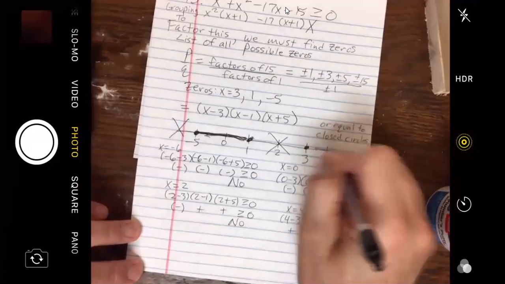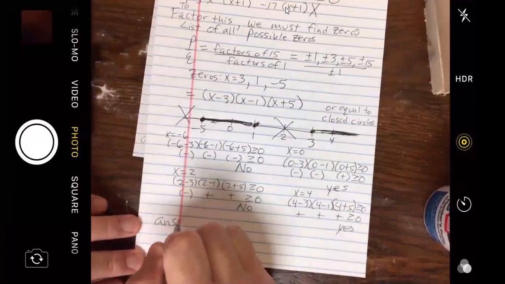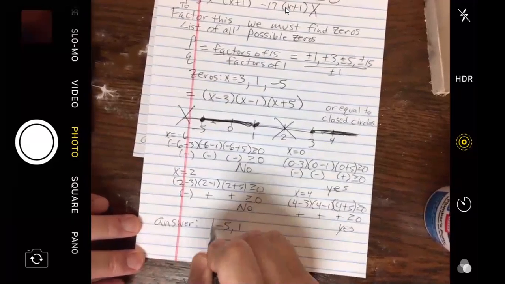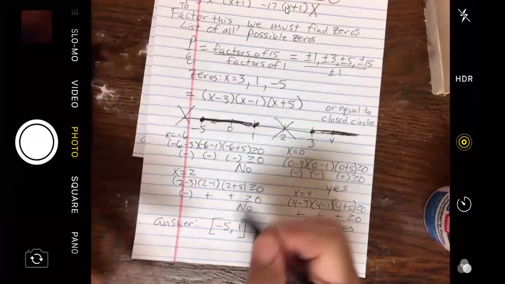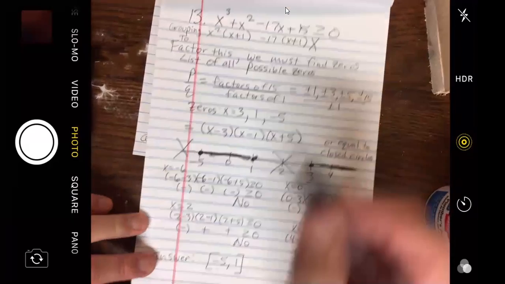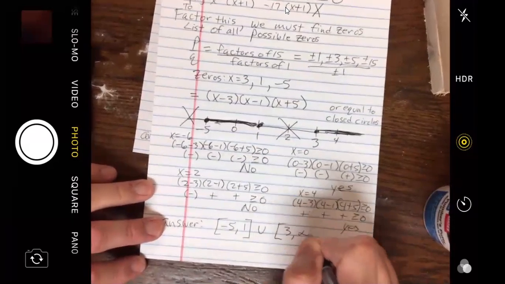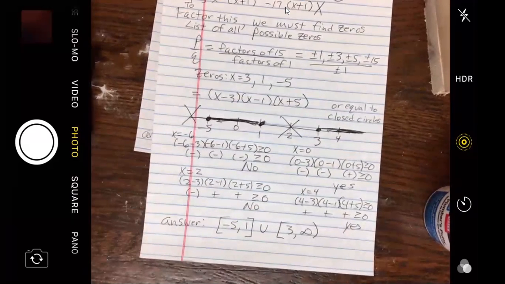Yes. Answer then. Going to be between -5 and 1, but with brackets because you are including, because the -5 makes this 0 and 0 is greater than or equal to 0. So yes, you're including -5 and 1, and you're including 3 and going off to infinity. Questions about that? No, it makes a lot of sense actually.